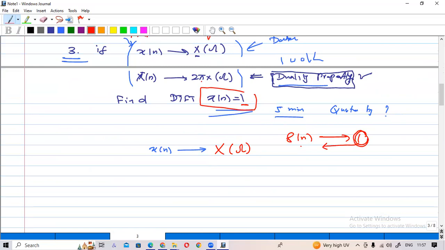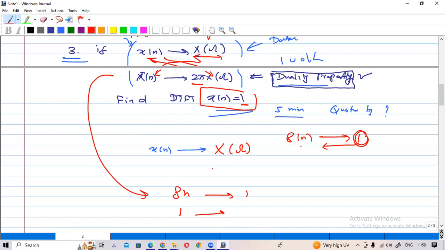If you have any signal with Fourier transform X(ω), then the Fourier transform of this will be 2π X(ω). In the same manner, you can apply this: for delta[n], the Fourier transform is 1. Then for 1, the Fourier transform will be 2π times this one. That means 2π, not 1, 2π delta[n].